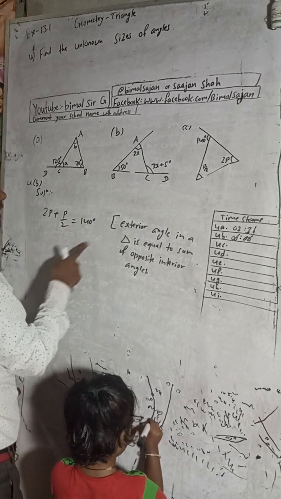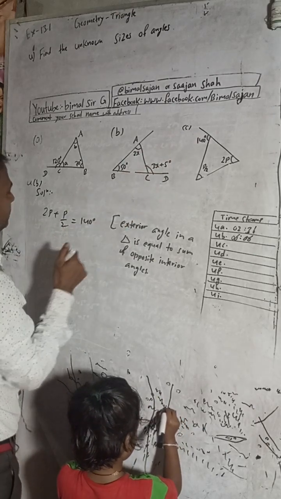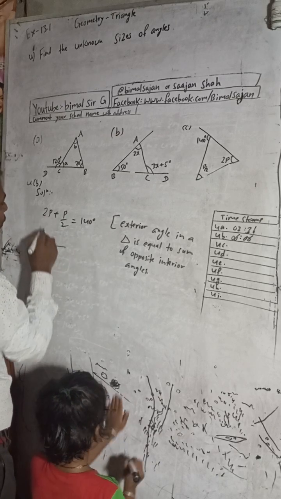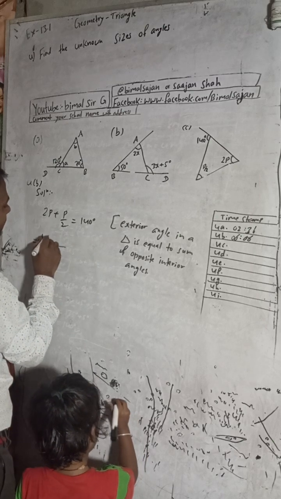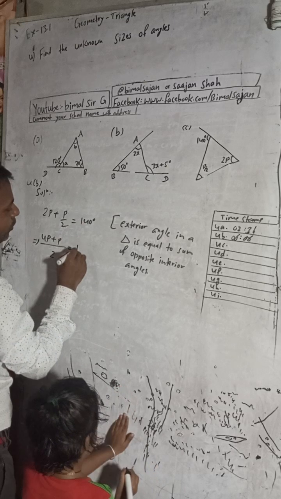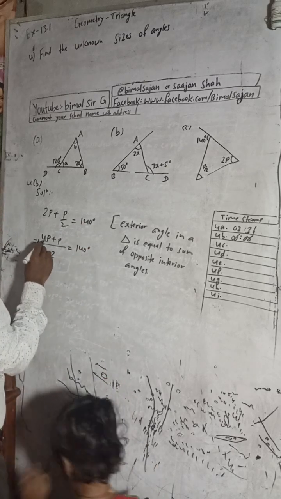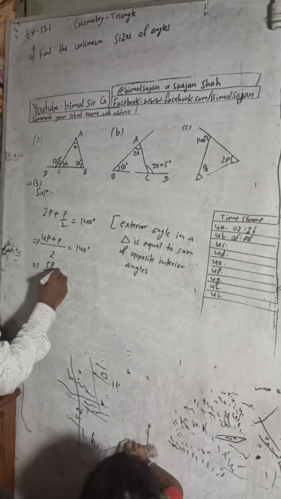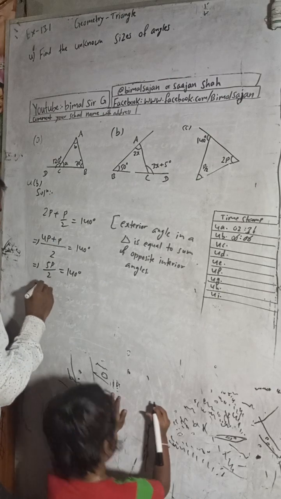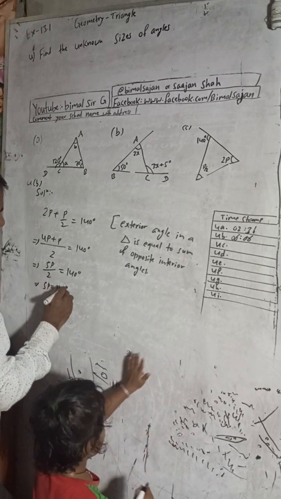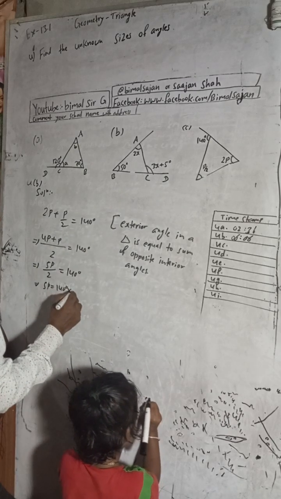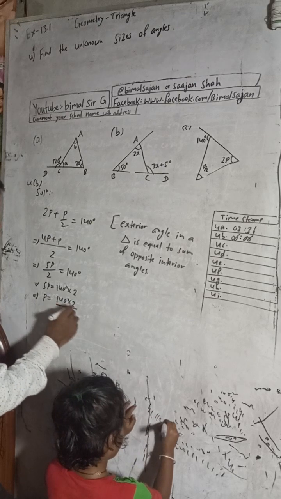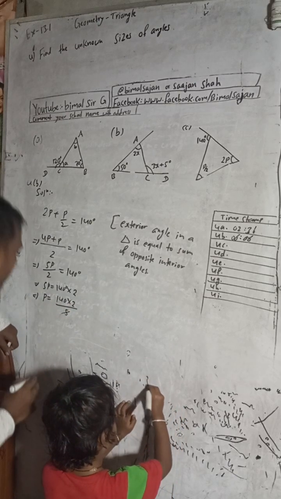So both of these, 2p and p by 2, are interior angles. So this sum will be equal to the exterior angle. Now the LCM will be 2, and 2 multiplied by this 2p is 4p, plus this p is equal to 140 degree. Now 4p plus p is equal to 5p by 2 is equal to 140 degree. Now this 5p is equal to 140 degree, and the division by 2 goes to that side, multiplied by 2. This implies p is equal to 140 degree into 2 divided by 5. So how to divide this by 5?